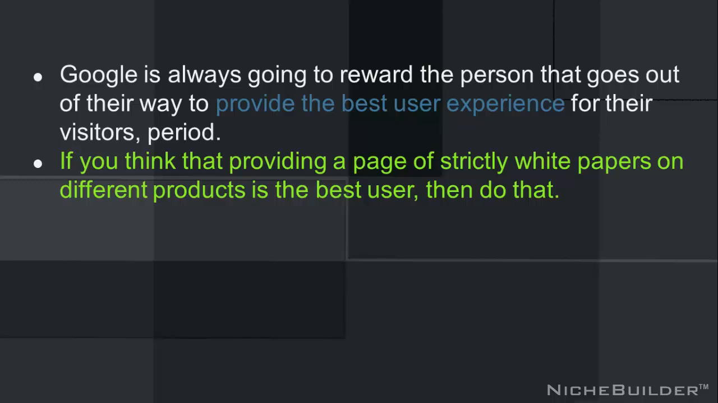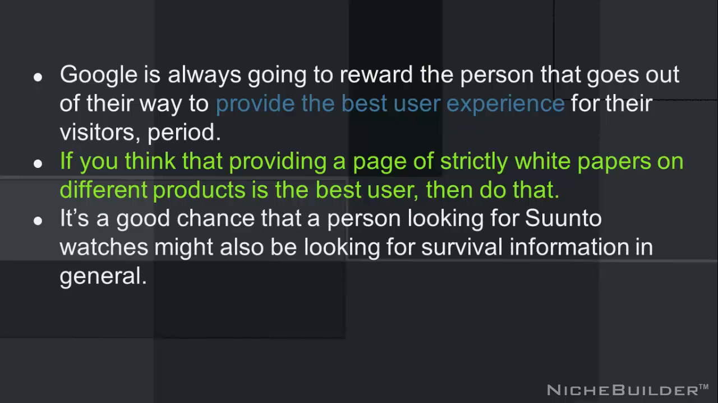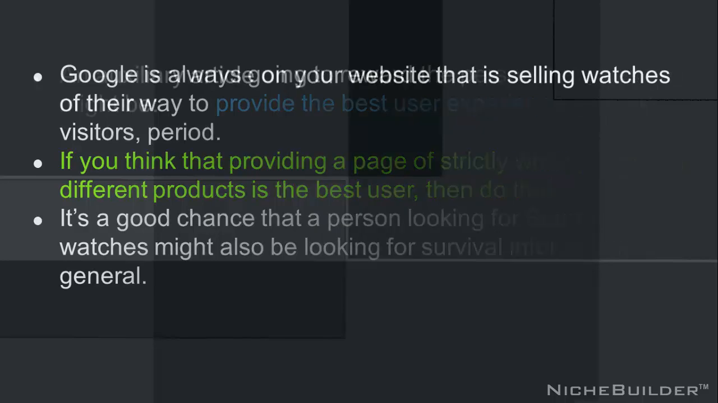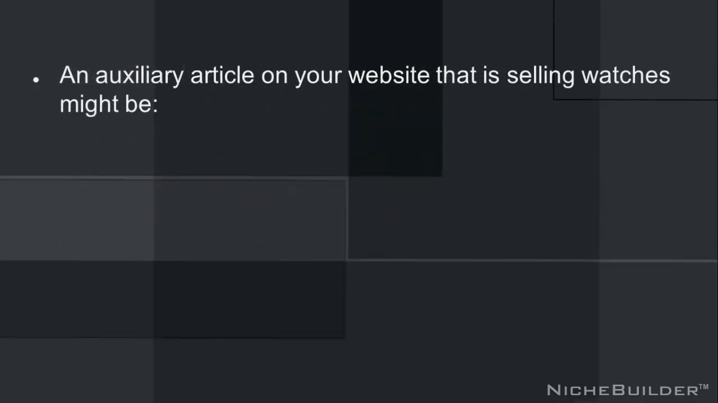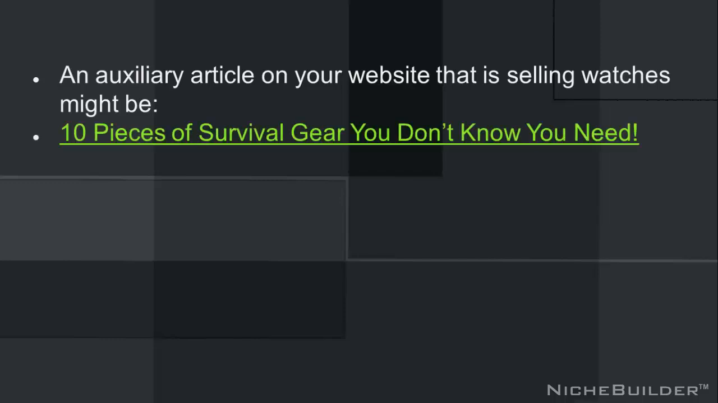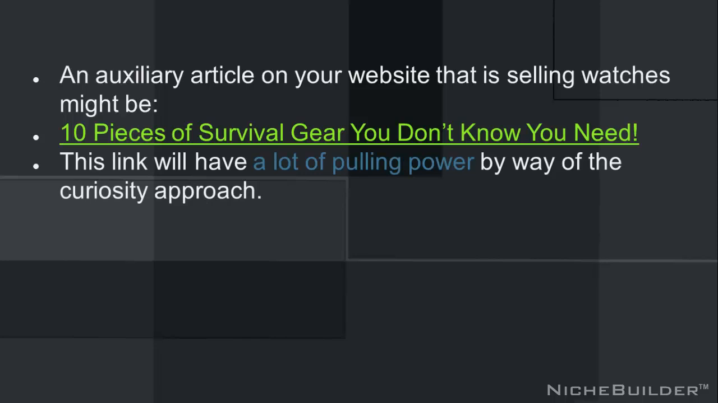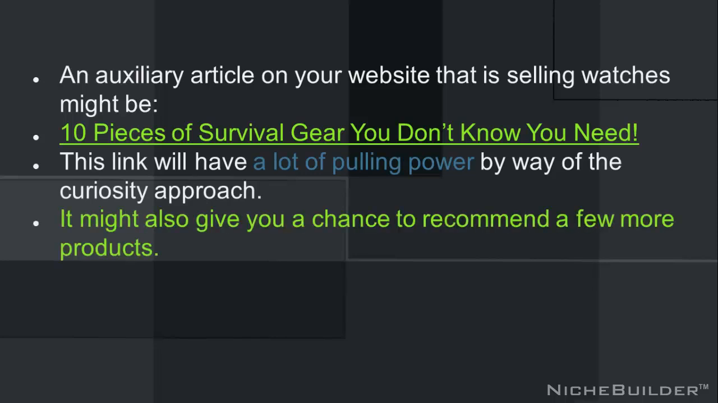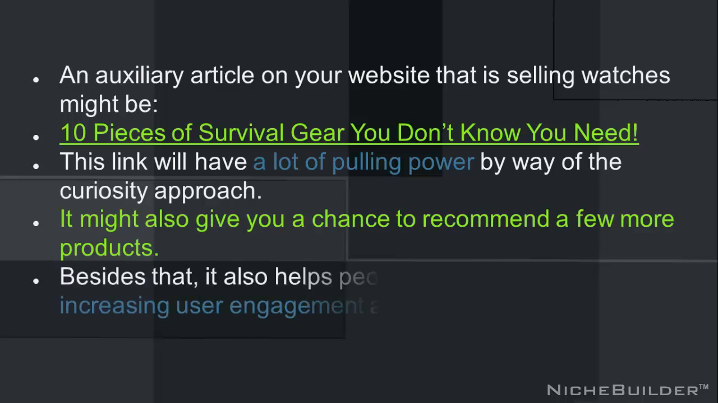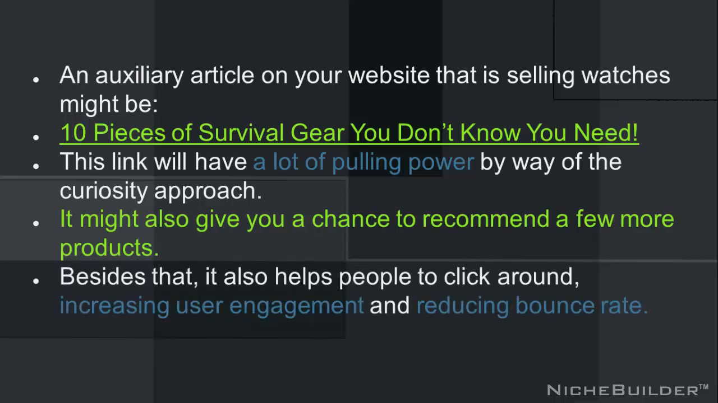But like in the example with the watches, it's a good chance that a person looking for Sunto watches might also be looking for survival information in general. An auxiliary article on your website that's selling watches might be 10 pieces of survival gear you don't know you need. This link will have a lot of pulling power by way of the curiosity approach, and it might also give you a chance to recommend a few more products. Besides that, it's also going to help people to click around, increasing user engagement and reducing your bounce rate.